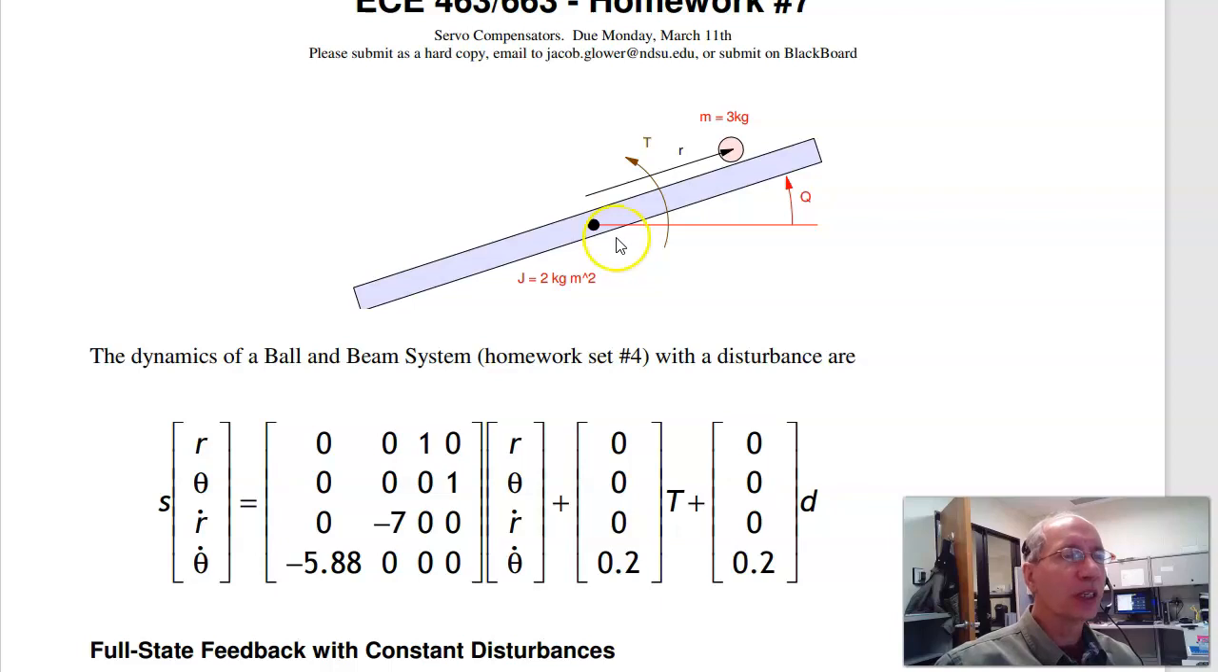system. To do that, I come up with the dynamics. So here's the A matrix, B matrix, that's from homework set number 4. Linearized at least. Now use full state feedback. So throw that into MATLAB. Here's your A matrix, B matrix.